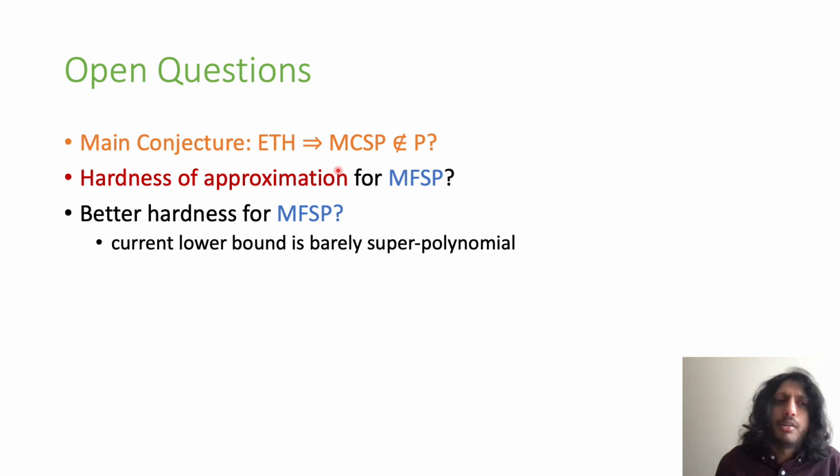Another thing is, can you get better hardness for MFSP? The current lower bound that we get is this n to the log n, which is barely super polynomial and is not even optimal for the regime of size parameters that we use. Can you get hardness there?